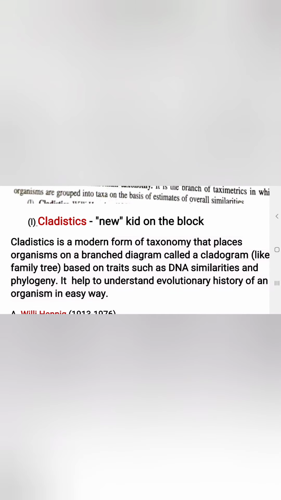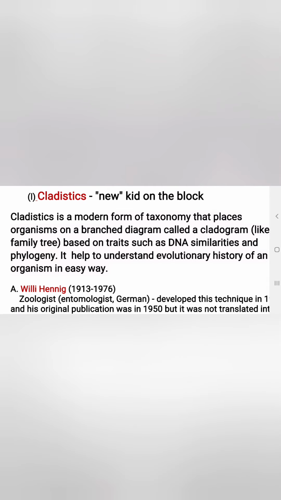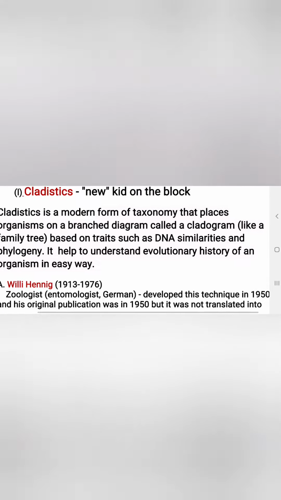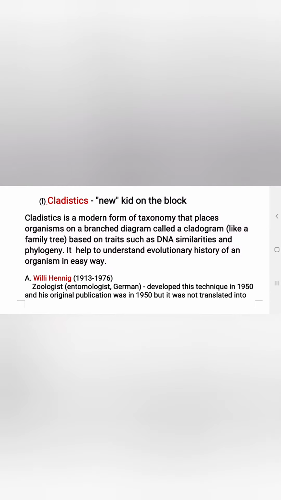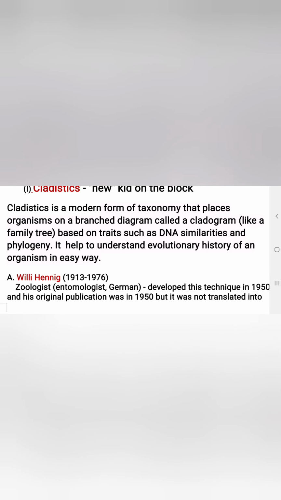Students, as the name literally indicates, cladistics is the new kid on the block. So cladistics is a modern form of taxonomy that places organisms on a branch diagram called a cladogram, which is like a family tree, and it is based on traits such as DNA similarities and phylogeny. Means here we consider similarities at the gene level and also consider evolutionary history. This cladistics is helpful to understand the evolutionary history of an organism in an easy way.